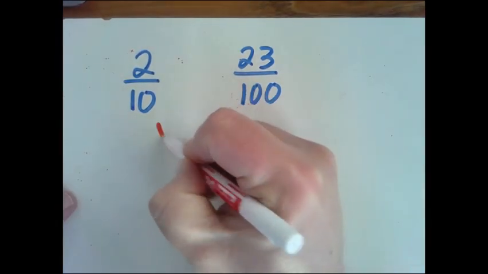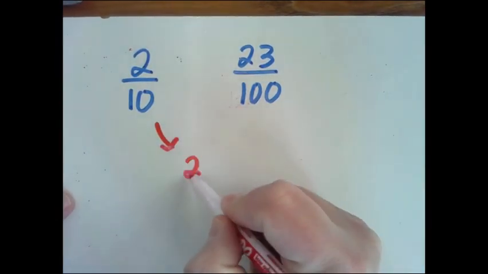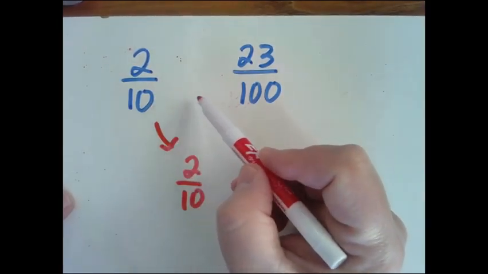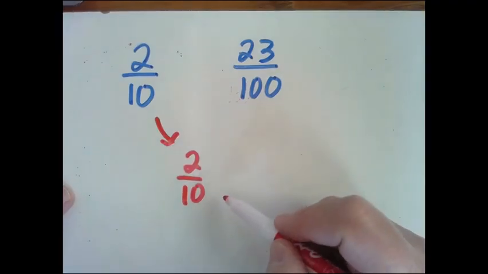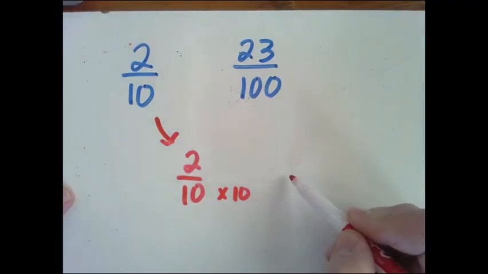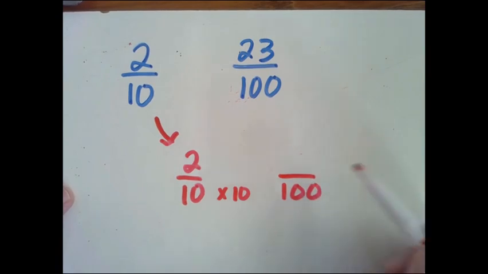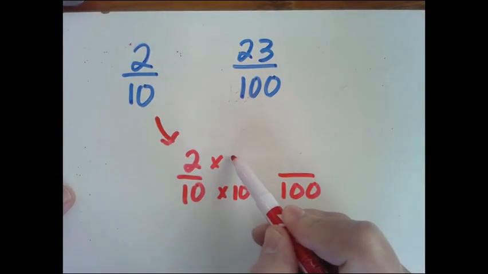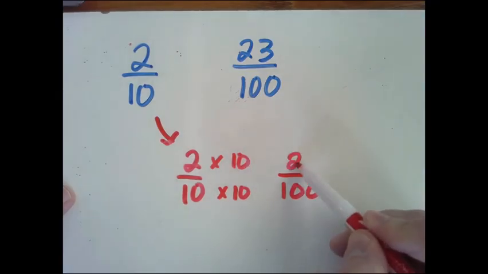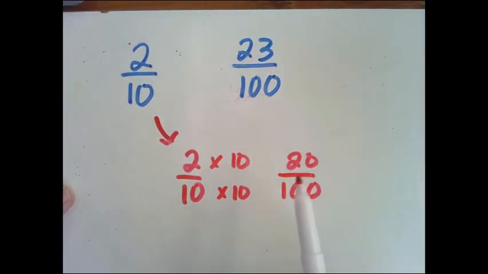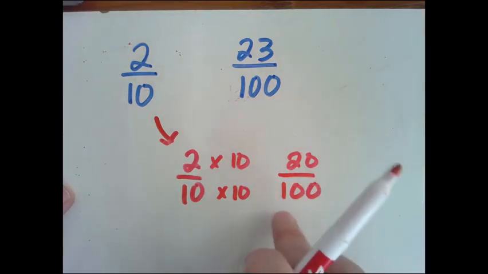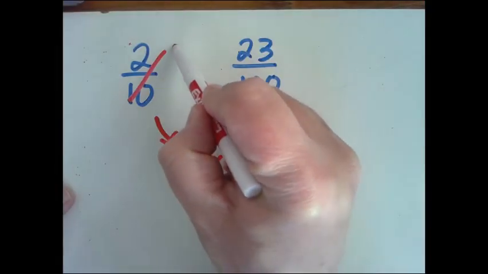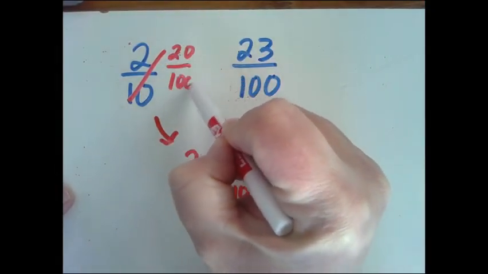So we're going to have to change these tenths into hundredths. We're going to take 2/10, and I know that 10 times 10 will get me 100. So we're going to go 10 times 10. And there we go. We have hundredths. Whatever we do to the bottom, we've got to do to the top. So I'm going to multiply the top by 10. 2 times 10 is 20. So now we have 20 hundredths. Instead of saying 2/10, we can say 20 hundredths.